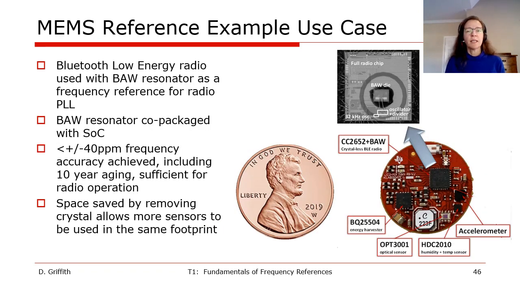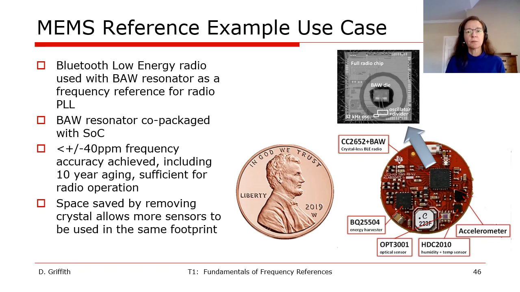This slide shows an example use case for a gigahertz BAW resonator. It's used to create a reference frequency needed for the PLL in a Bluetooth Low Energy radio. As you can see in the upper right die photo, the BAW resonator is co-packaged together with the SOC. The BAW resonator has both active and passive temperature compensation, which achieve a frequency accuracy better than plus minus 40 ppm, including frequency drift and aging over a 10-year lifetime, which is sufficient for this radio operation.